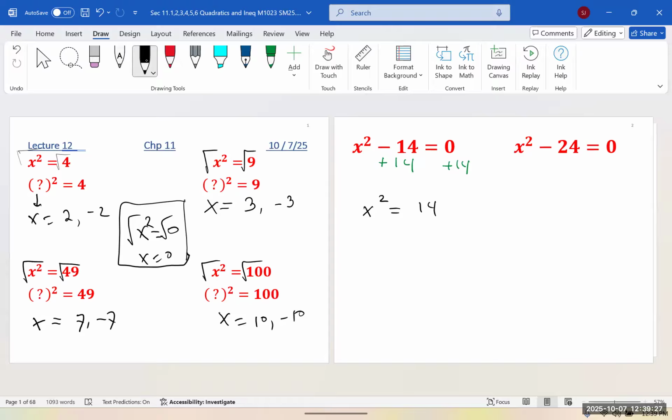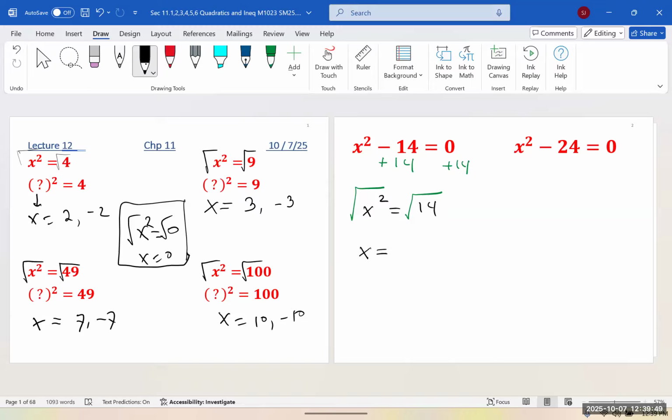Now, logically, we cannot solve this, right? What number when you square turns into 14? It doesn't work logically here. So we have to use algebra. We take the square root on both sides. So we get x on the left. And how about the right side? What do you get?